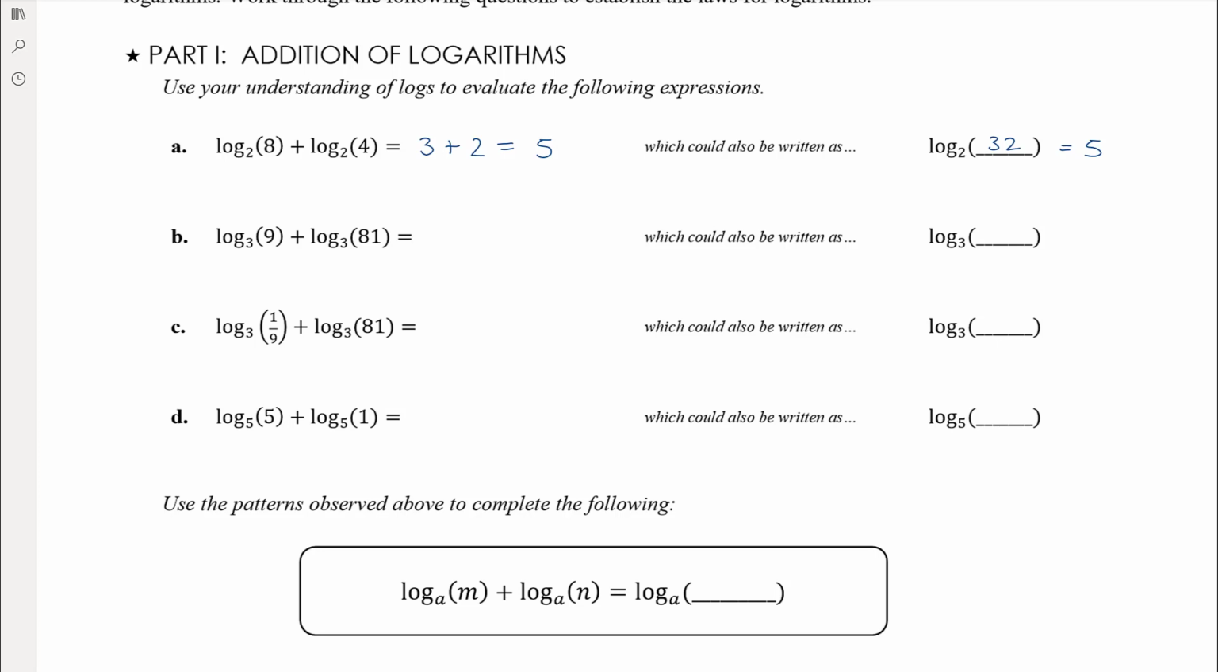Log base 3 of 9 plus log base 3 of 81. Log base 3 of 9 is equal to 2 because 3 squared is 9. Log base 3 of 81 is equal to 4 because 3 to the power of 4 is 81. And so this equals 6.